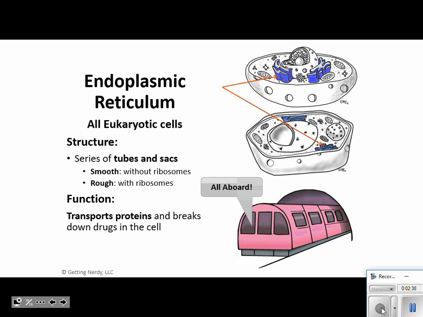Now, the smooth ER, which is the other one, the function of the smooth ER is that it breaks down drugs, and it also makes hormones and lipids. Okay? So you need to make sure that you distinguish between the different endoplasmic reticulums and their function, whether it's smooth or rough.